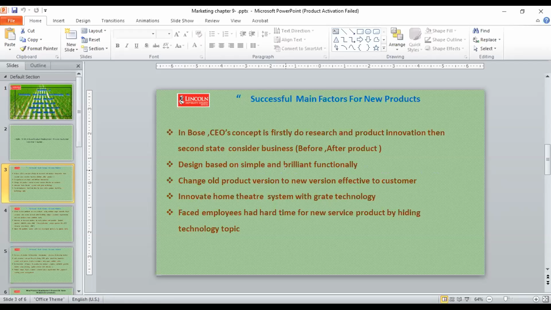Design based on simple and brilliant functionality. The CEO embraces changing old product versions to new versions for the customer. This means this is a favor to the customer. And then the 3D system with great technology. This is the new idea for the new product. And then employees had a hard time with new service products by hiding technology. But the CEO can also solve this problem by looking at the host as operator, people to customer.